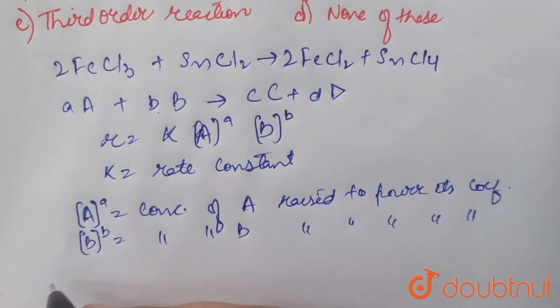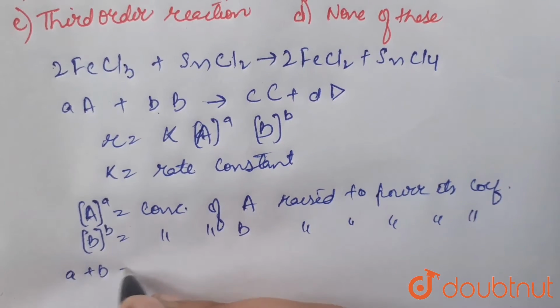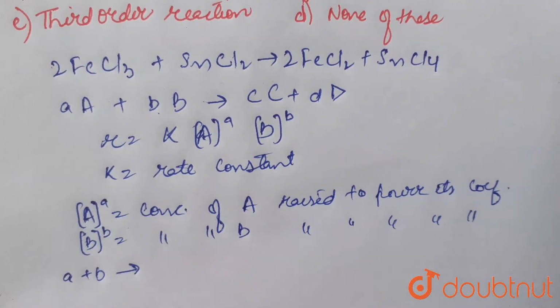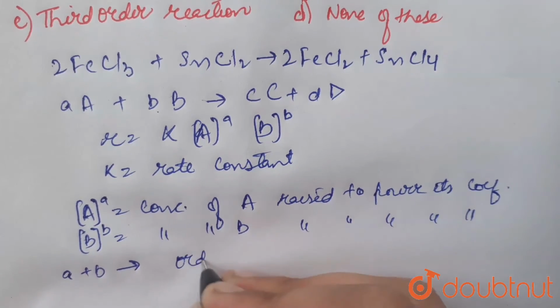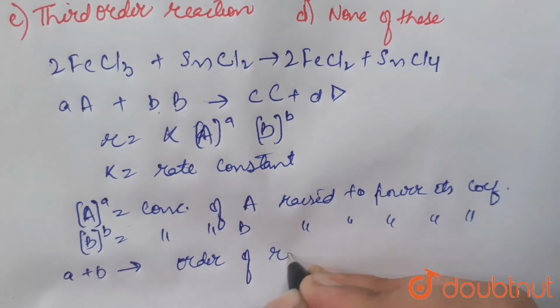Order of reaction is equal to a plus b, since these are the powers raised on the concentrations of the reactants. a plus b is the order of reaction.